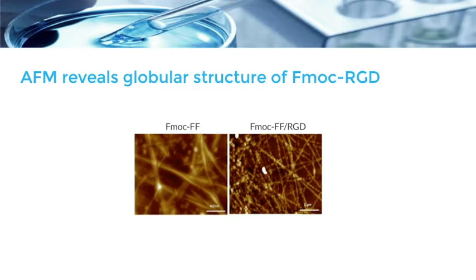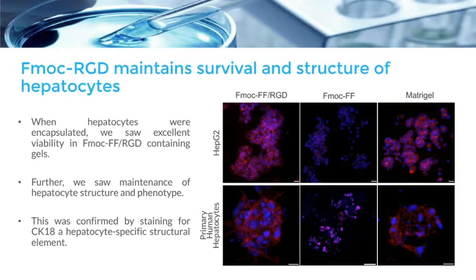And when we then incorporate hepatoma cells, so a liver-like cell line, HepG2, or primary human hepatocytes, we can actually produce little spheroids from these. When we embed those spheroids within the hydrogel, incorporating this peptide motif, we can actually maintain their structure here, and I will show you in a few slides their function.